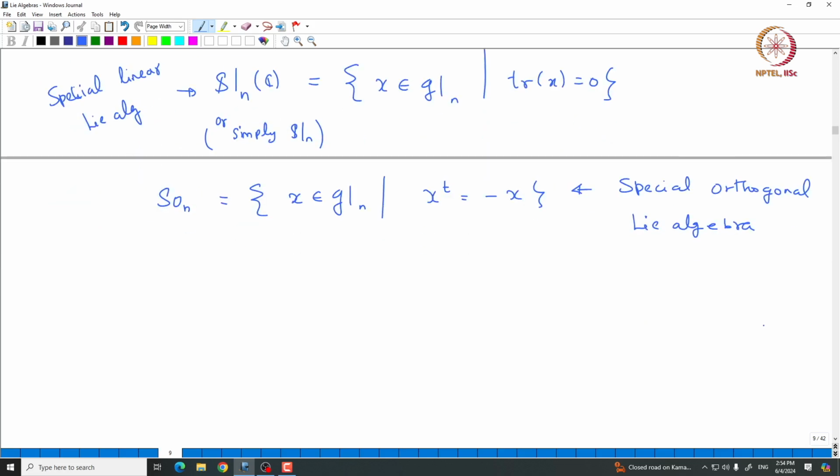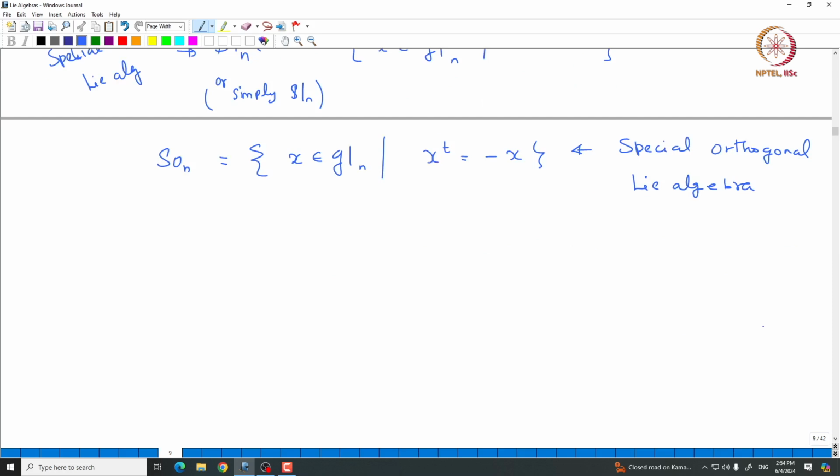Okay, and with the same commutator Lie bracket, it becomes a Lie algebra. Indeed, it is a Lie subalgebra of GL_N(C). So, how can one verify this? We need to verify that whenever we take X, Y in SO_N, the bracket [X,Y] should also be inside SO_N. For that purpose, we need to verify that [X,Y] transpose is the same as minus [X,Y].